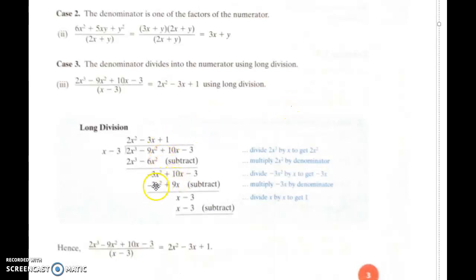It's going to be that becomes a plus 3x squared and a minus 9x squared, or minus 9x, and you add those up and you get x minus 3, and then you start again. X goes into x minus 3 once. 1 times x is x, 1 times minus 3 is minus 3. Draw a line, change the sign and add them up, and you're finished and you get this.